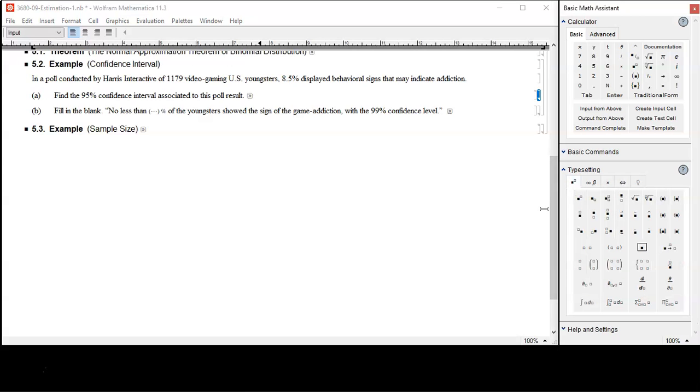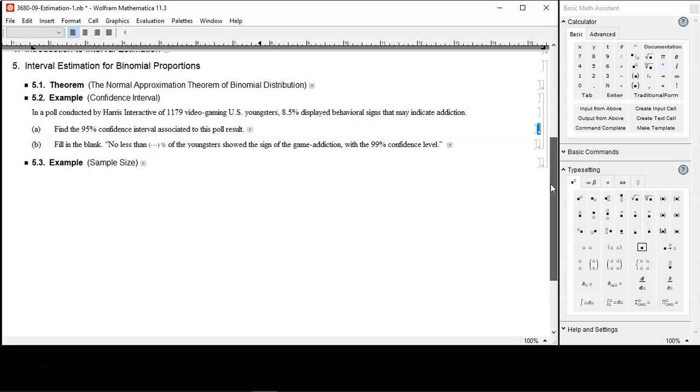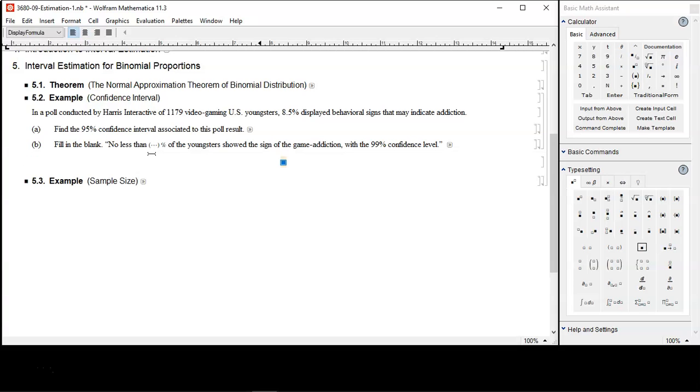Okay, so much for the confidence interval. How about the confidence bound problem? Look at this: no less than whatever percent of youngsters show the sign of game addiction with a 99% confidence level. See the difference? Not some percent to another percent, not somewhere to somewhere. We just have one endpoint: no less than whatever percent, that is, more than or equal to this percent point.